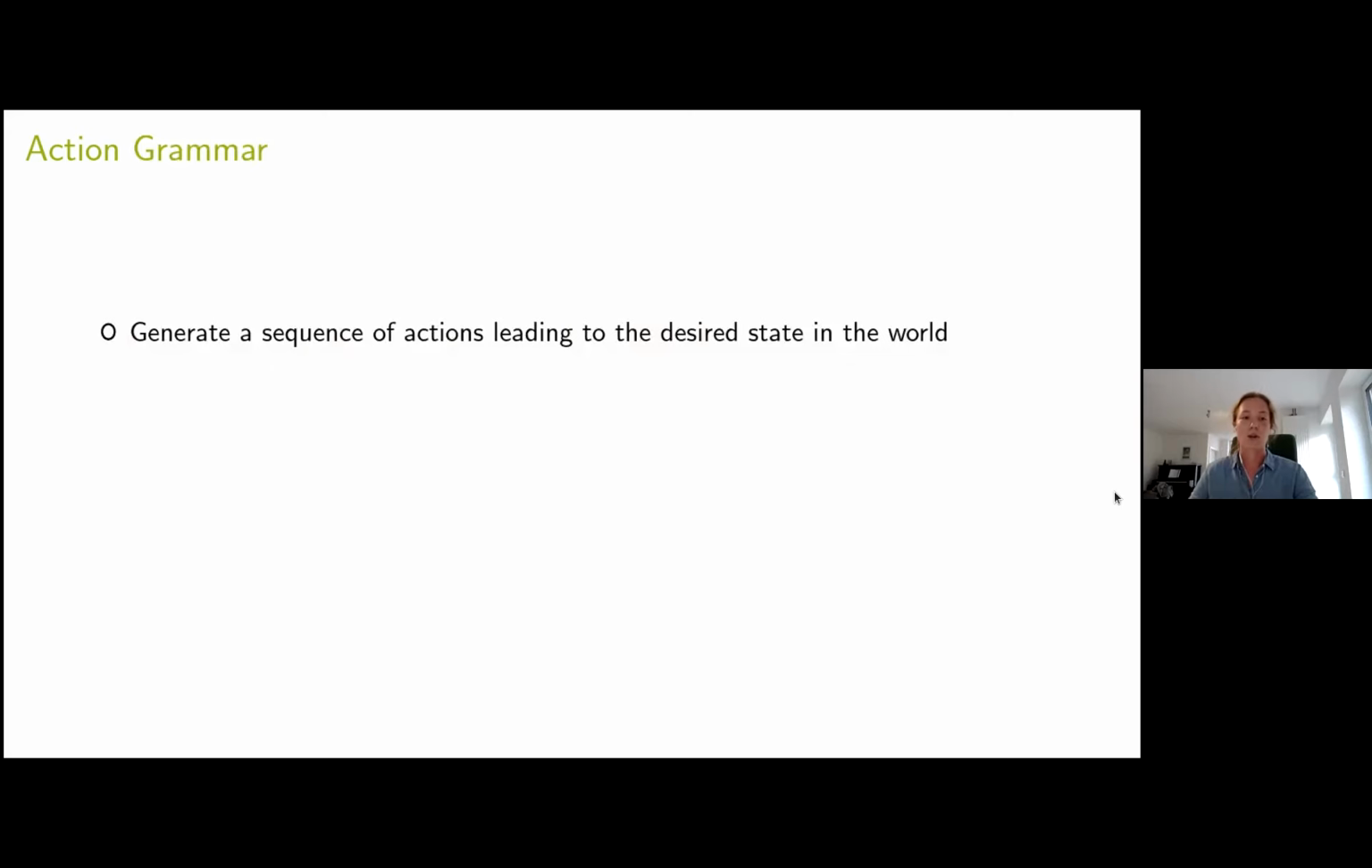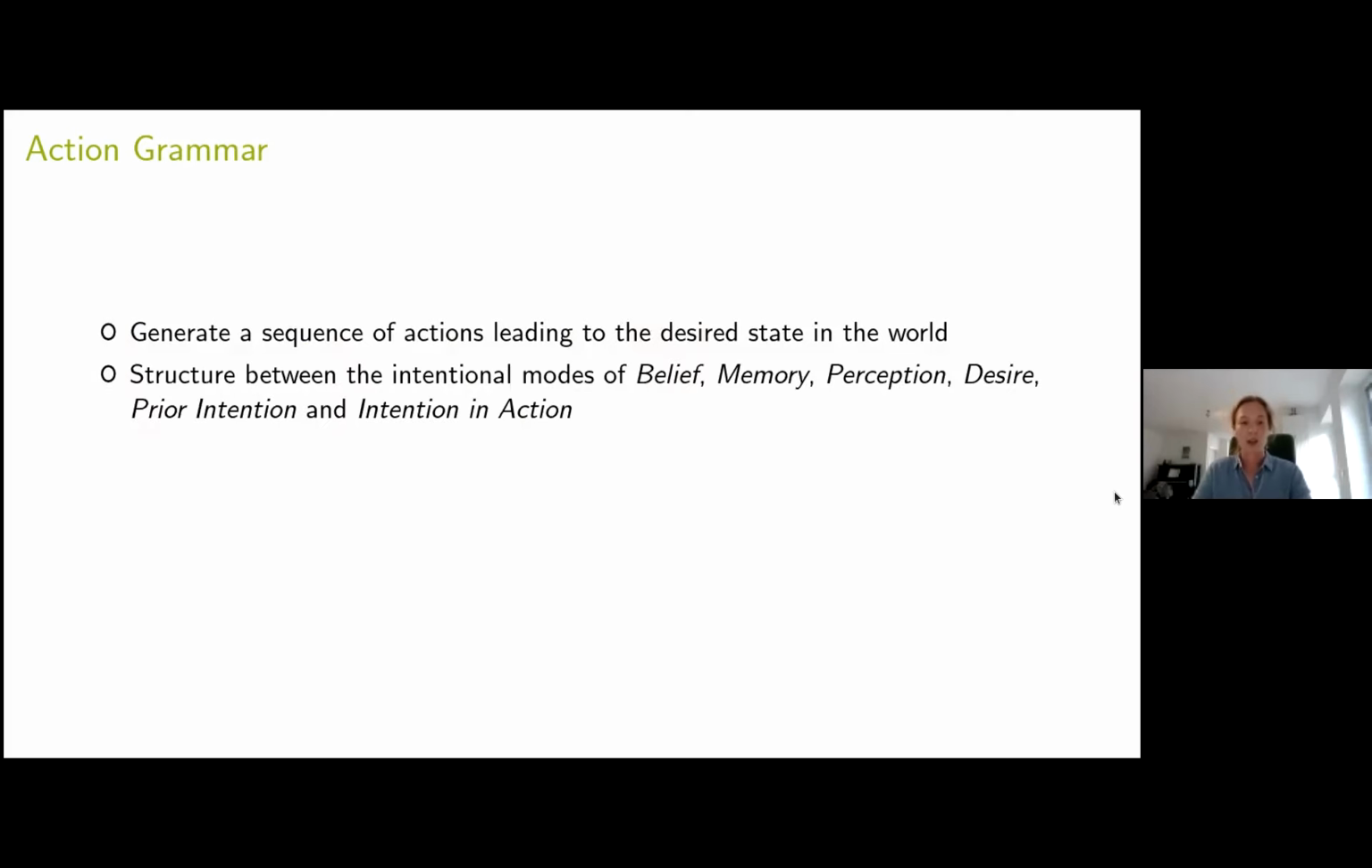what about the action grammar? With the action roles, we now would like to generate a sequence of those actions, like the robot moving, collecting color, and so on, that then leads to the desired state in the world, so to the goal state we have in mind. And by this, the action grammar is like the structure between the intentional modes that Jan introduces, and it helps communicating between the perception and the belief and the intention and action modes.